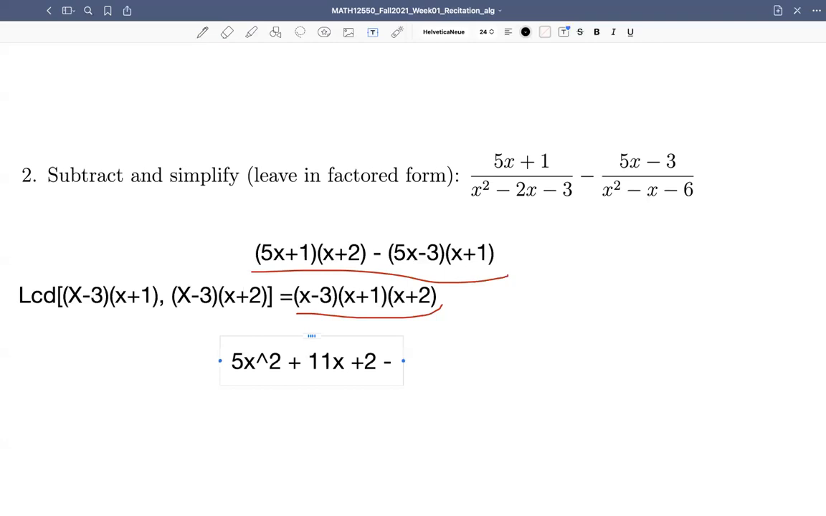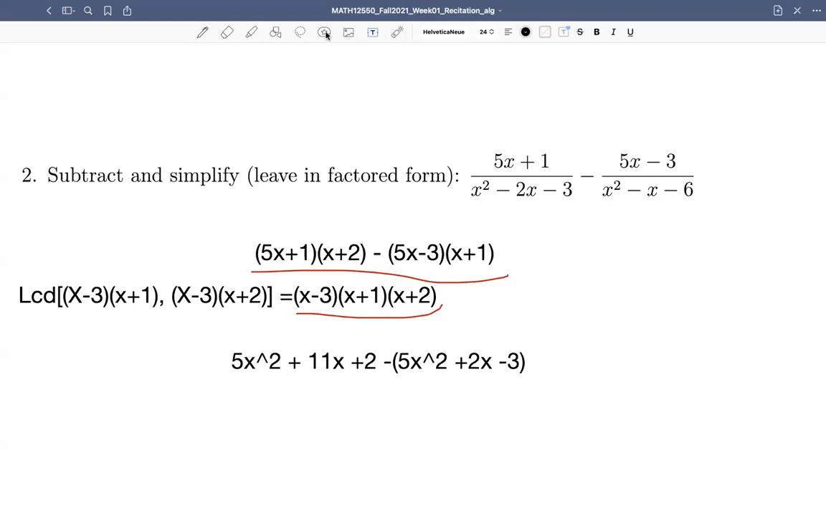Then minus, let's give a parenthesis because we're subtracting 3 terms, 5x squared. Then we have minus 3x, 5x, that's plus 2x. Then 1 times -3, that's -3. So this is our numerator.